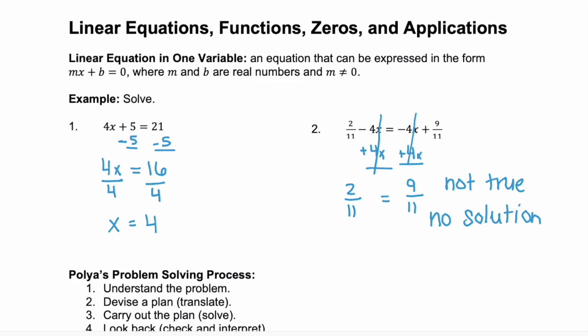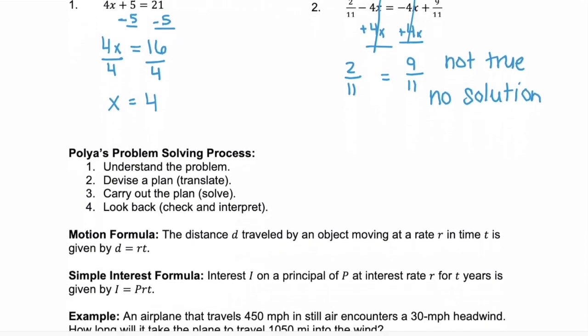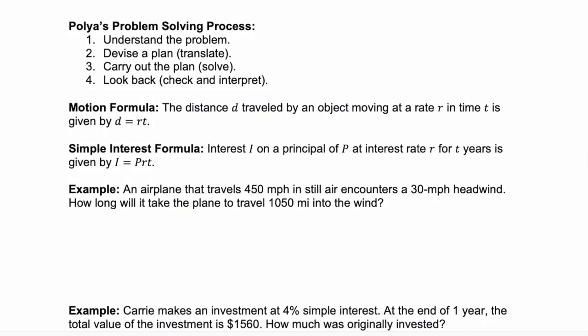Now let's look at some word problems, some applications. Remember, when you're solving word problems, you want to use a problem-solving process. And I recommend this 4-step process. First, understand the problem. Second is to translate it and devise your plan. The third is to carry out that plan, or to actually solve the equation and the problem. And 4 is to look back and check your answer and interpret. Make sure you're expressing everything in the proper format.